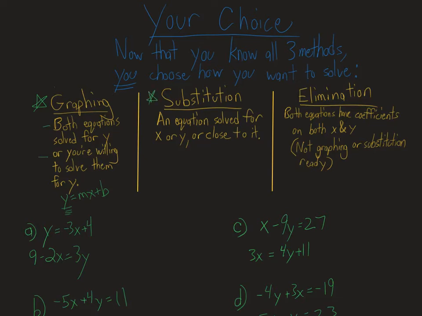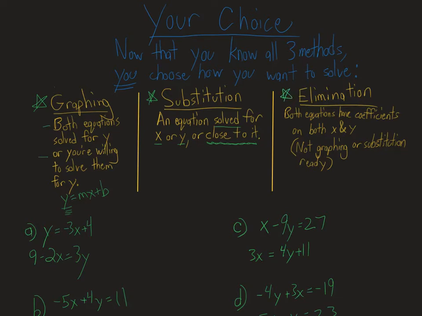Substitution. Okay, that's an equation solved for x or y. So if you have it solved for a variable, either x or y, or if it's close to it, if all you have to do is cancel one term and move it over, that's really easy. That's set up for an easy substitution. You might use that method.